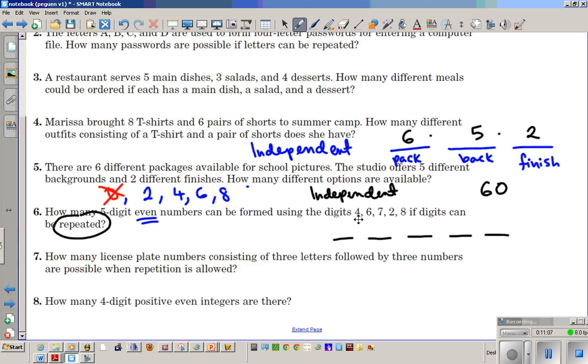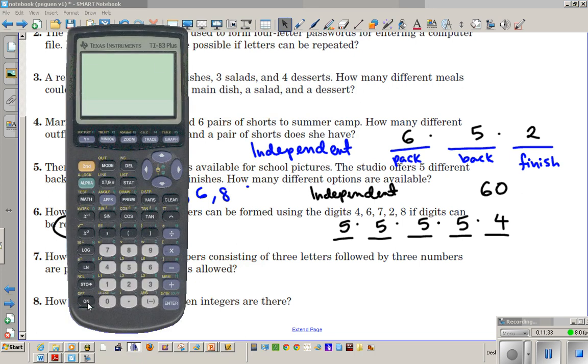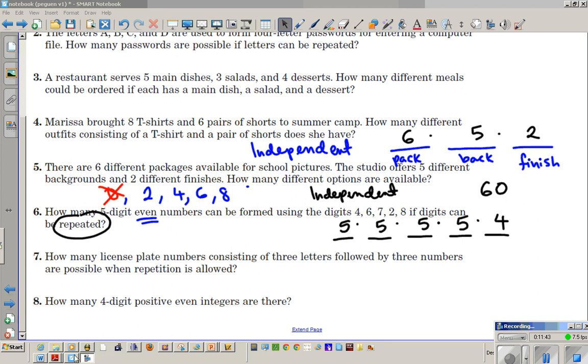So for the first spot, we have 5 choices. The second spot, we also have 5, 5, 5. And how about the last one here? We can only have 2, 4, 6, or 8. So we have 4 choices here to make sure that it's even, because this is what determines if it's even or not. So when we do the math, we have 5 to the 5th power times 4. That gives us 12,500.